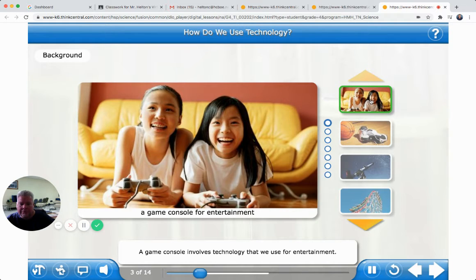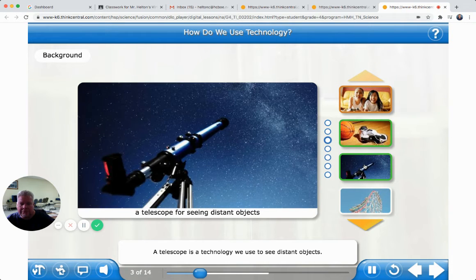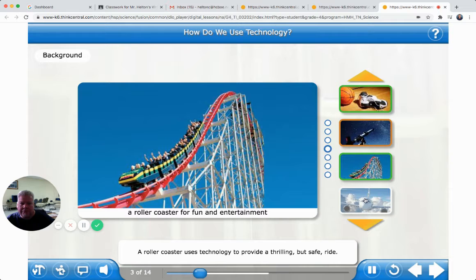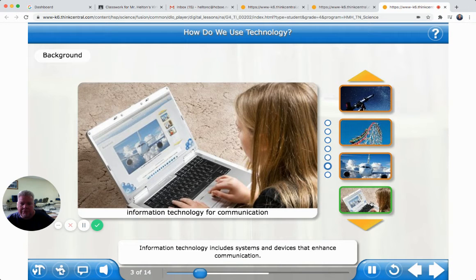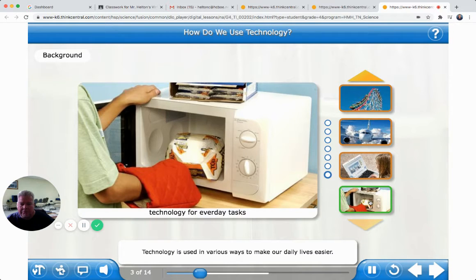A game console involves technology that we use for entertainment. A basketball shoe is a type of technology that helps people play a sport. A telescope is a technology we use to see distant objects. A roller coaster uses technology to provide a thrilling but safe ride. Airplane technology enables us to travel great distances quickly. Information technology includes systems and devices that enhance communication. Technology is used in various ways to make our daily lives easier.